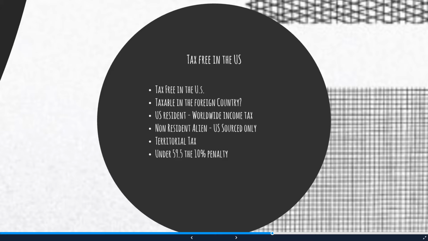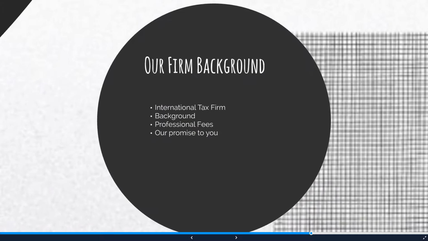And then there is a unique exception for somebody that's a non-resident alien that's under 59 and a half. There is a private letter ruling that you can use in addition to the tax treaty to make sure that there is no 10% penalty for being under 59 and a half.